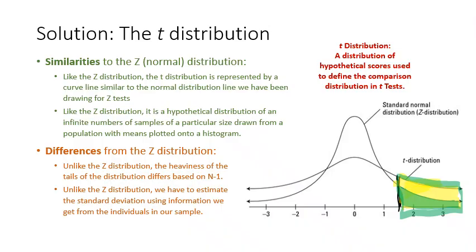And so what we have to do to find out what this distribution is like is estimate the standard deviation using information we get from the individuals in our sample.